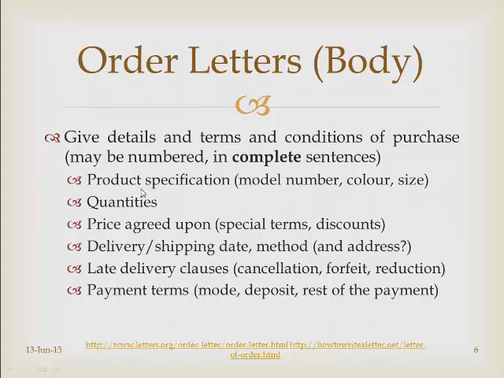So what sort of details, terms, and conditions can you include? There are some of these. Product specification: you can give the model number of the product, the color, the size of it, and you can talk about how many. For example, I want 50 red chairs or 30 units of tables.